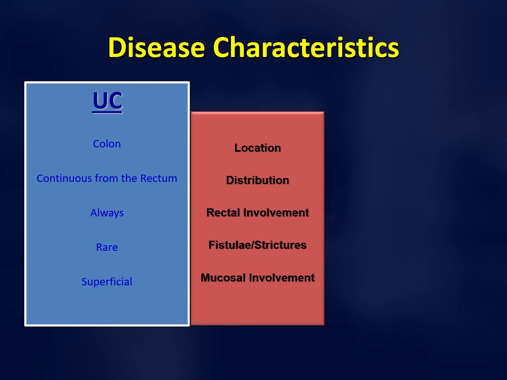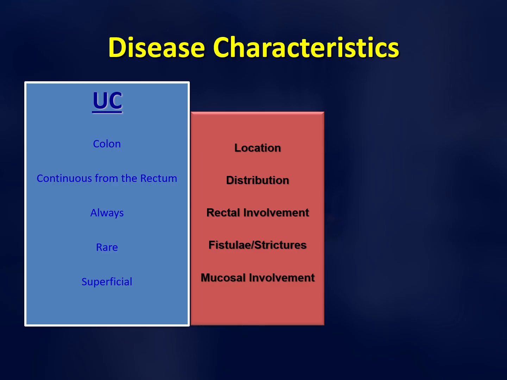This slide summarizes the disease characteristics of ulcerative colitis. Again, it's limited to the colon. It's colitis. There's a continuous involvement of the mucosa starting in the rectum and extending upwards. And there is always rectal involvement.